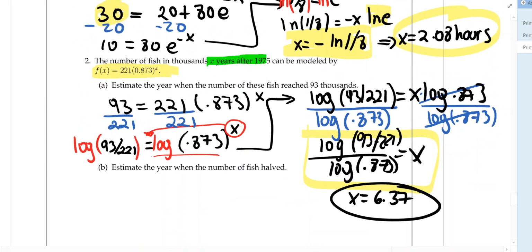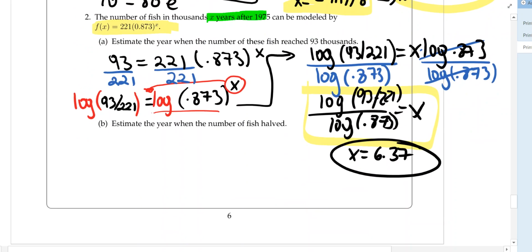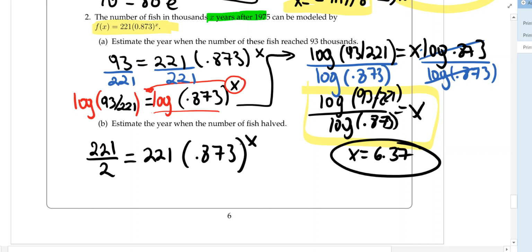All right, so let's just set up the next one. It says estimate the year when the number of fish halved. So if they halved, they started with 221. So I'm looking for when it reaches 221 divided by 2. So you're going to do the same thing we did on part A to solve for X. You're going to isolate the part that has the X. So you're going to divide by 221 both sides. And then you're going to take log of both sides and get the time when the number of fish halves.